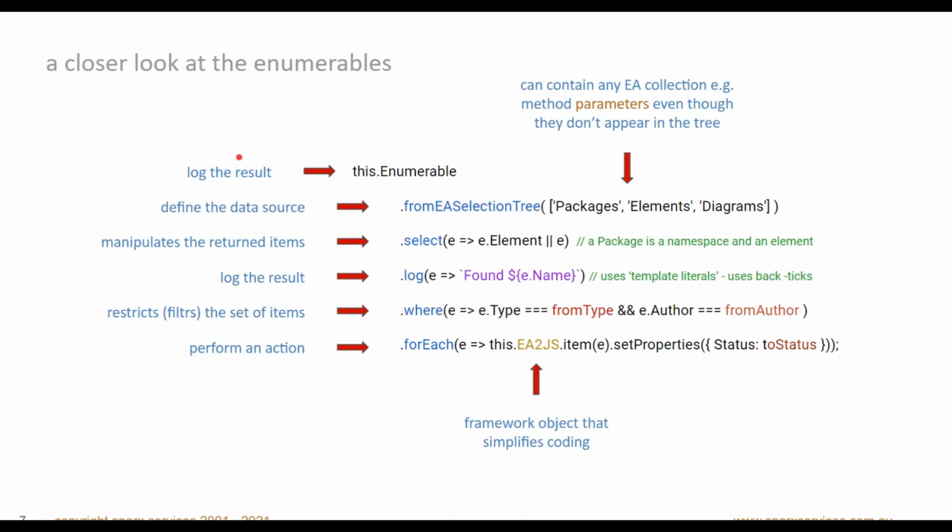There's a mistake there on that slide. That's the enumerable object there. It shouldn't say log the result. That's the enumerable object. And here we say from the EA selection tree.